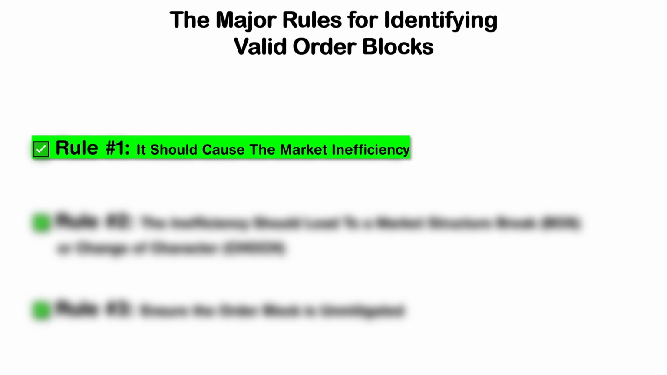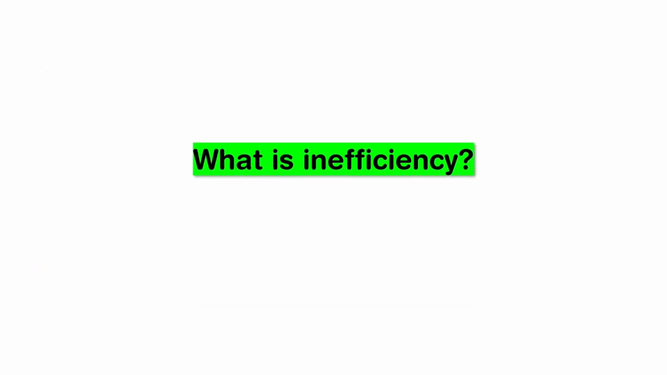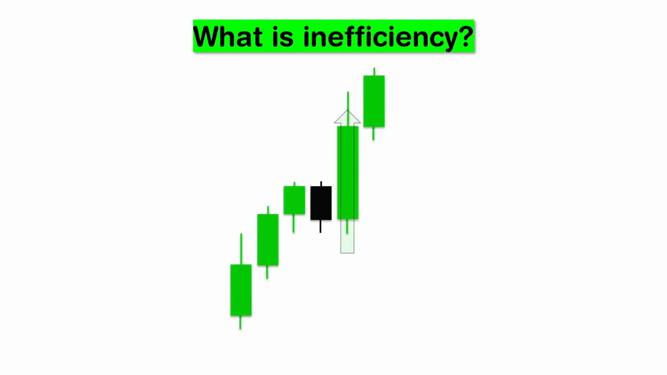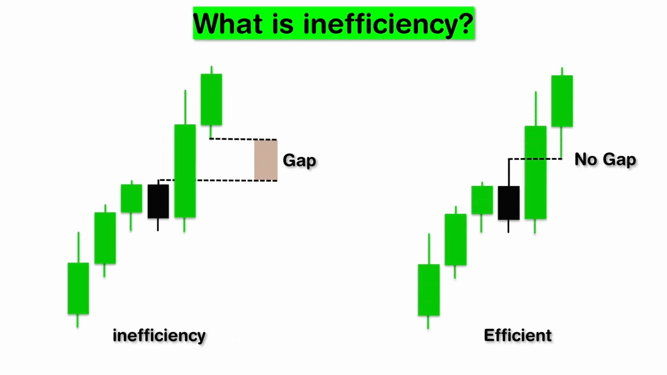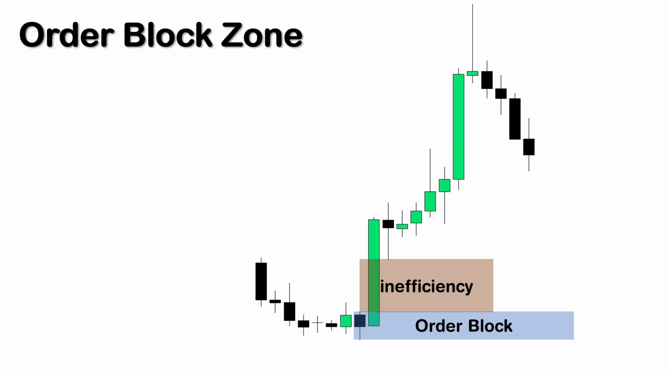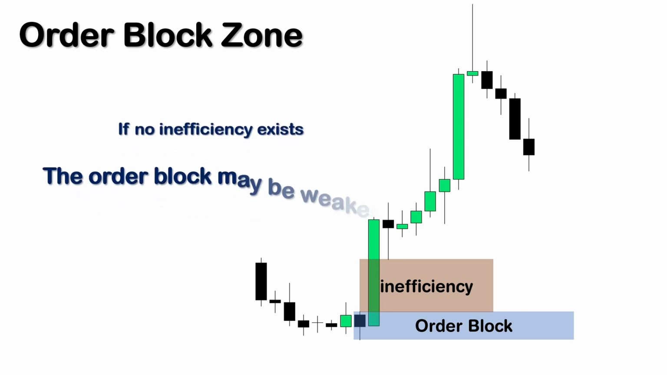Rule number 1. It should cause the market inefficiency. But what is inefficiency? Market inefficiency occurs when the price makes sharp, one-sided moves, creating gaps between the wicks of candlesticks. Efficient price moves do not leave gaps, meaning price action has been balanced. Inefficient moves, on the other hand, signal that smart money has entered the market, leaving behind price imbalances that the market may revisit. When marking an order block, always check if the preceding move was inefficient. If no inefficiency exists, the order block may be weaker.